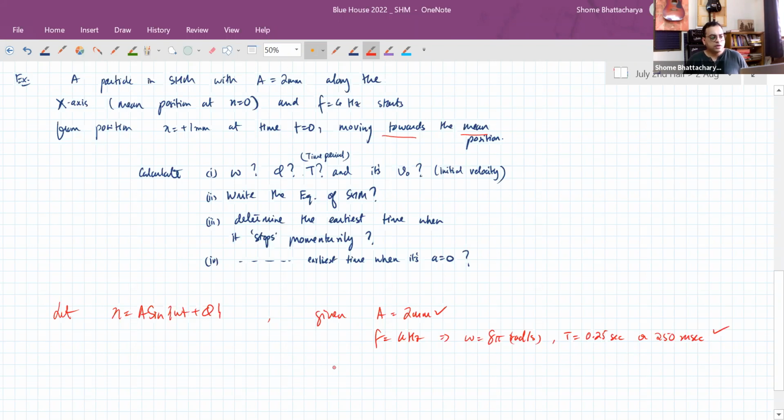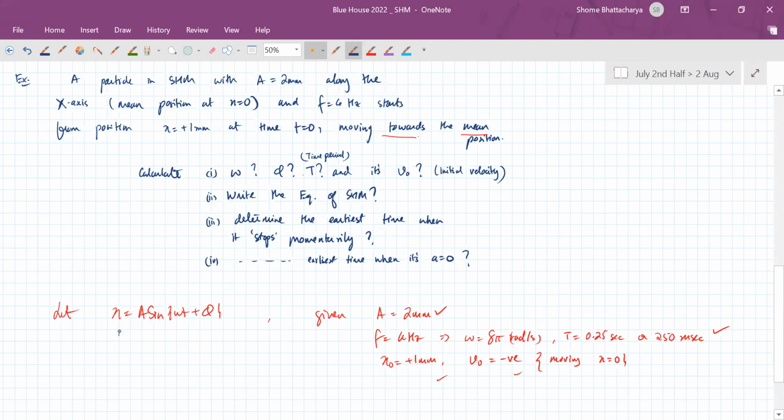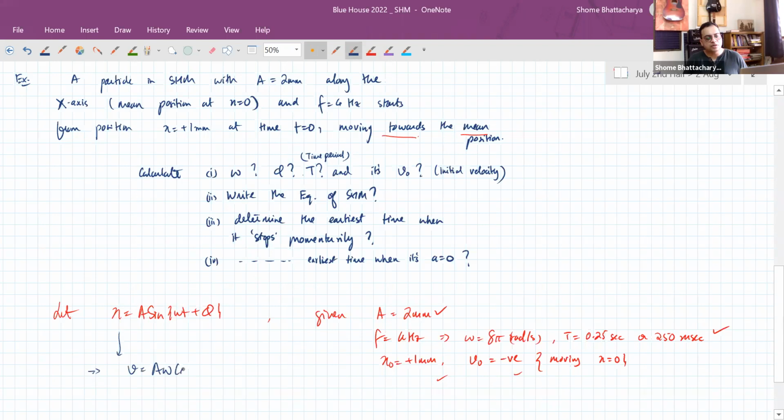Okay. That's known. And what else is known? That my x naught is plus 1 millimeter. And one more vital piece of information, that v naught is negative because it is moving towards the mean position, towards x equal to 0, and it is at a positive coordinate. That means it has to be negative. So this information is equally vital. Okay. So now let's start plugging those things in here. We can see that v as a function of time is a omega cos(omega t plus phi).